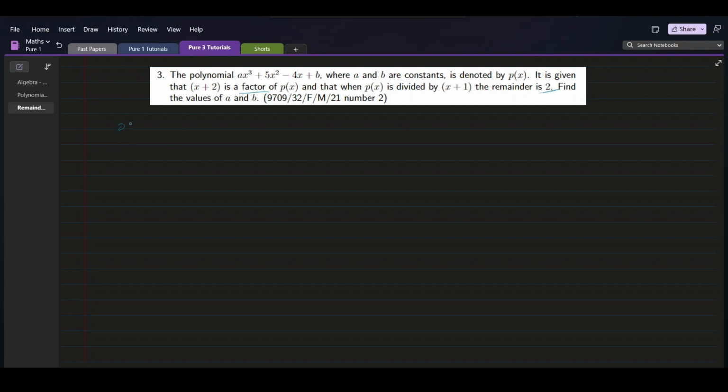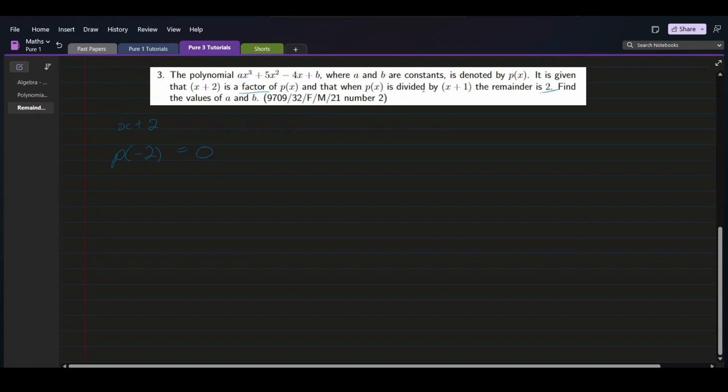So we're told that x plus 2 is a factor of p of x. So according to the factor theorem, it means that p of negative 2 is equal to 0, because the factor theorem states that if x minus a is a factor of f of x, then f of a is equal to 0. In this case, we have x plus 2, and our function is p of x, so that means p of negative 2 is equal to 0.